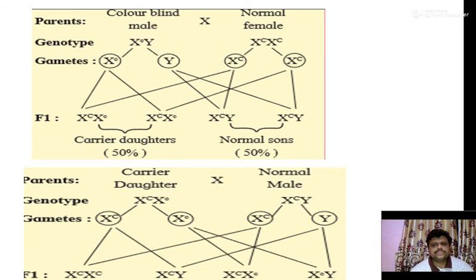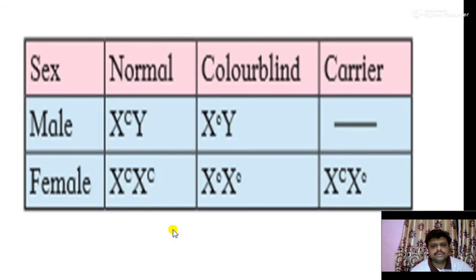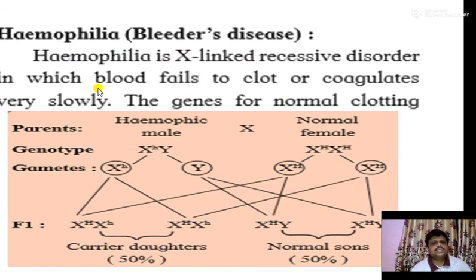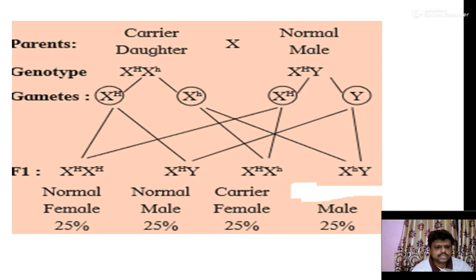Let us see one more example, that is hemophilia or bleeder's disease. Hemophilia is an X-linked recessive disorder in which blood fails to clot or coagulates very slowly. The gene for normal clotting is dominant over the recessive gene for hemophilia. The person having the recessive gene for hemophilia is deficient in clotting factors in the blood. Even minor injuries cause continuous bleeding. Hence, it is also called bleeder's disease. So simply, the gene for normal clotting is dominant over the recessive gene for hemophilia.